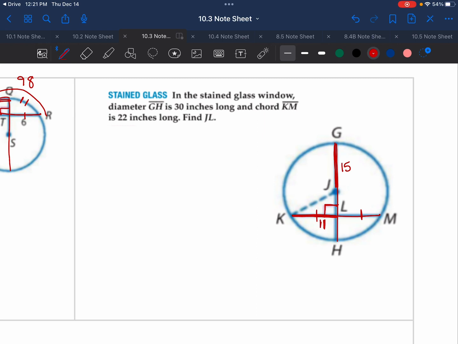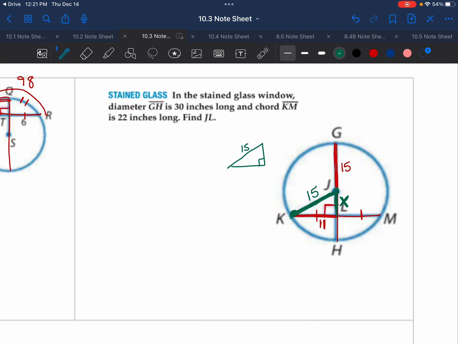Find JL. So we want to find this, call it X. So notice that this dotted line is put in here from JK. Well, JK is a radius, so that also has length of 15. And look, we have a right triangle.